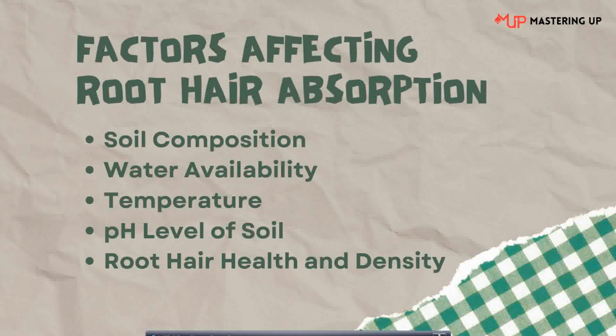Factors affecting root hair absorption. Let's see what factors affect the absorption capability of the roots. First, soil compaction, which is the stiffness of the soil. If the soil is very compact, it will be difficult for the root to absorb. Then water availability. Water should be present for the root hairs to absorb it. Then the temperature, pH level of the soil, and root hair health and density. These are all factors that affect root hair absorption.